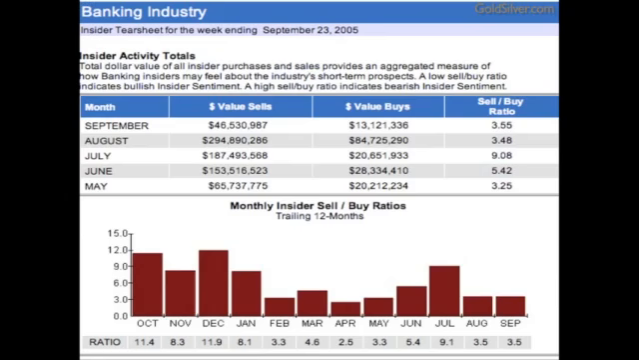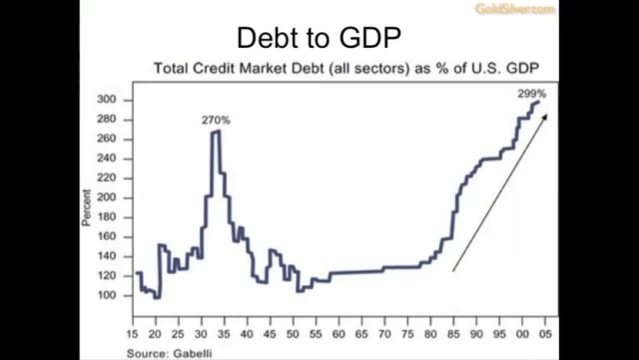Banking industry. Remember that 3 is the average. 11, 11, 5.4, 9.1. They know what's coming.